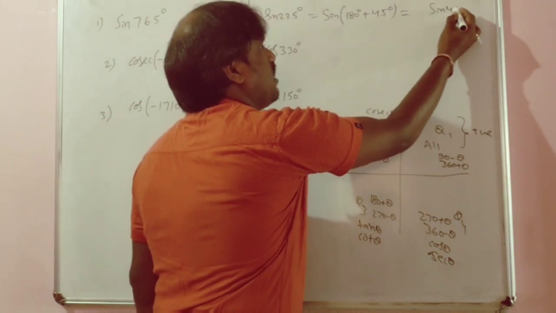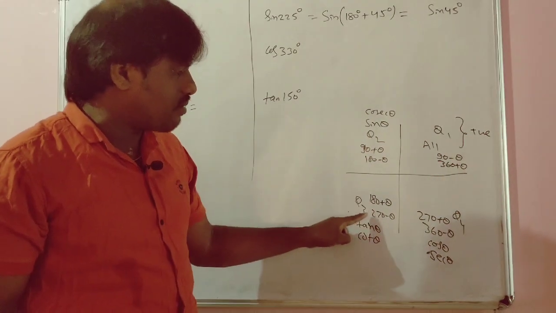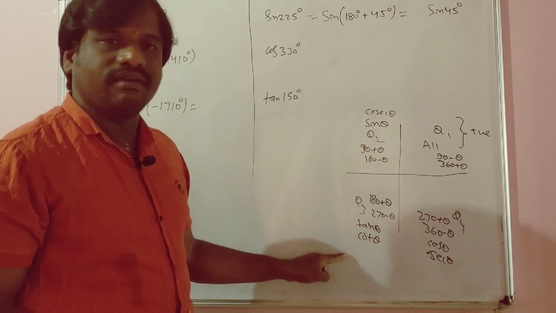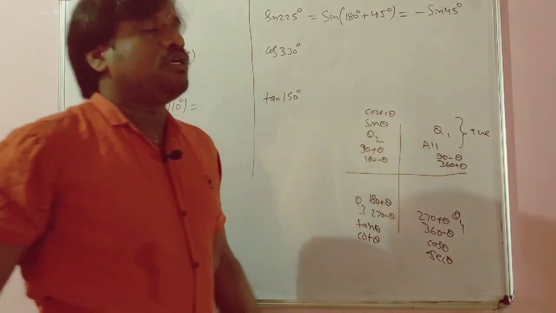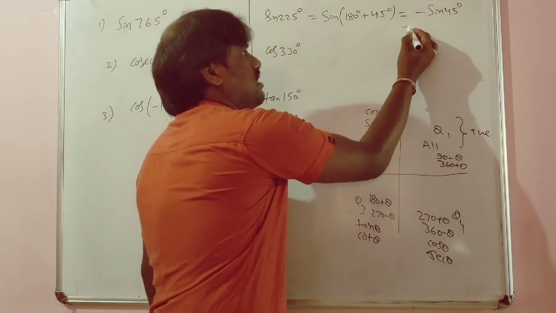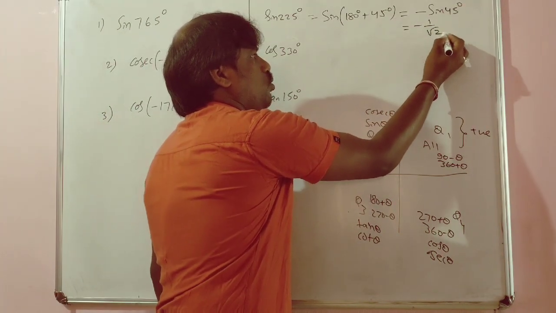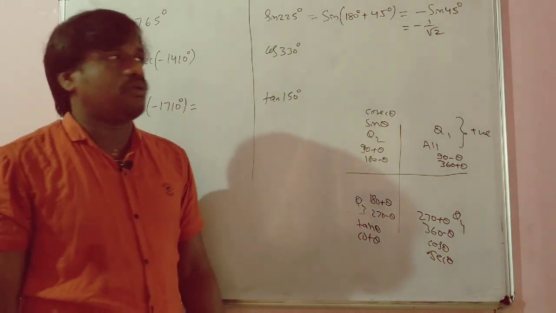But I have to see whether it is positive or negative. 180 plus theta is the third quadrant. In the third quadrant sin is negative; only tan and cot are positive. So here I will get minus. Sin 45 degrees value is how much? 1 by root 2. So the answer is minus 1 by root 2. So sin 225 degrees value is minus 1 by root 2.